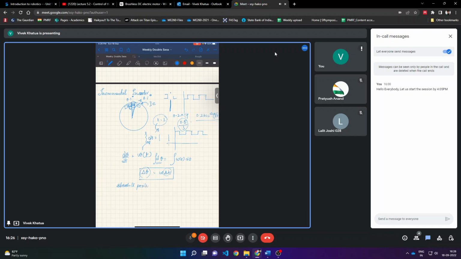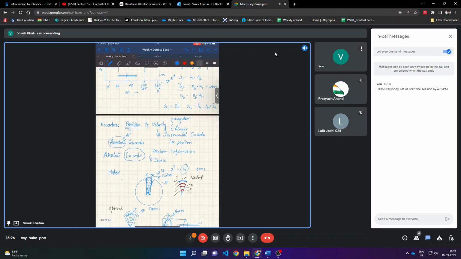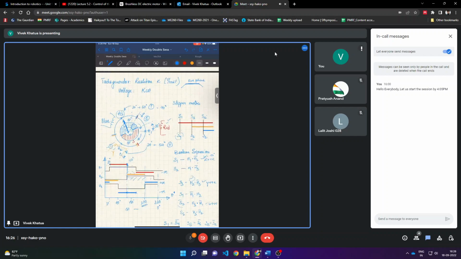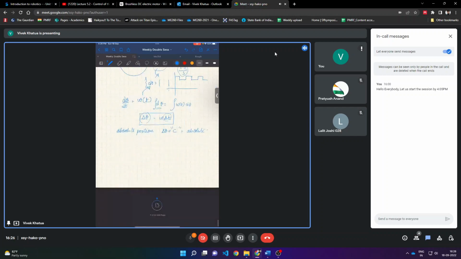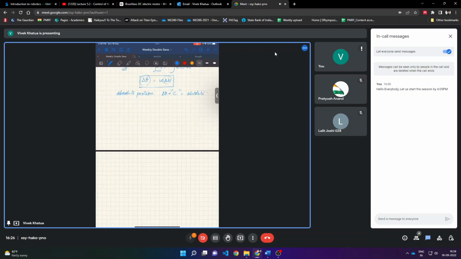Now, if we are interested in taking the absolute position, some drives have the initial position recorded and calibrated. Based on that, we can add this del theta to that predefined theta to get the absolute position. Right. So this is for encoders.